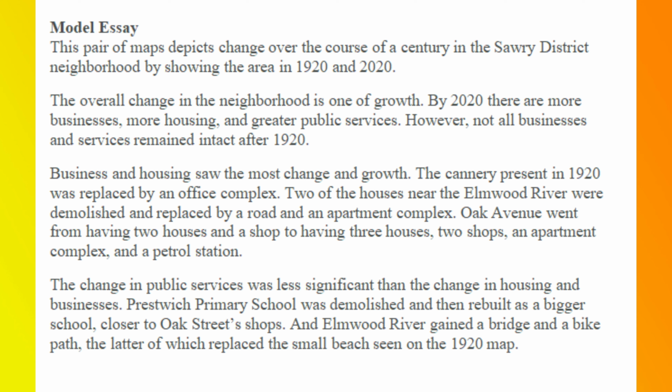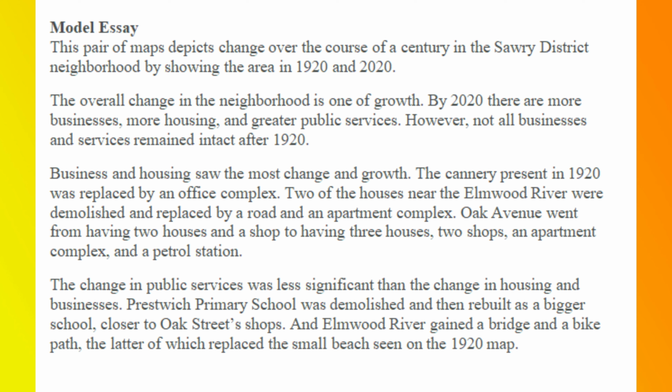Two of the houses near the Elmwood River were demolished and replaced by a road and an apartment complex. Oak Avenue went from having 2 houses and a shop to having 3 houses, 2 shops, an apartment complex, and a petrol station. The change in public services was less significant than the change in housing and businesses.